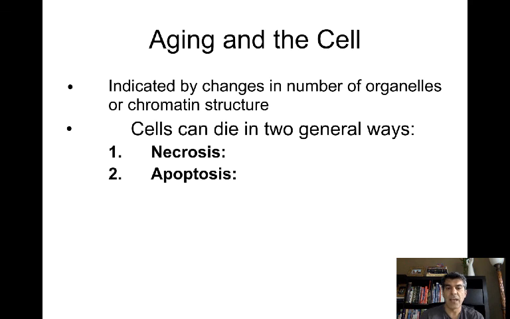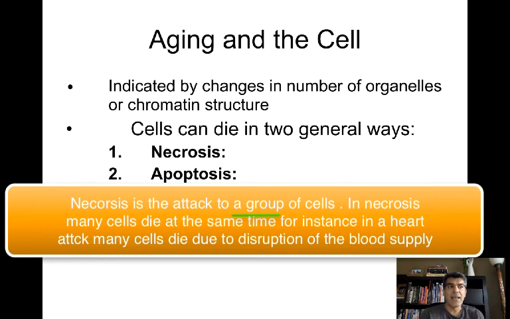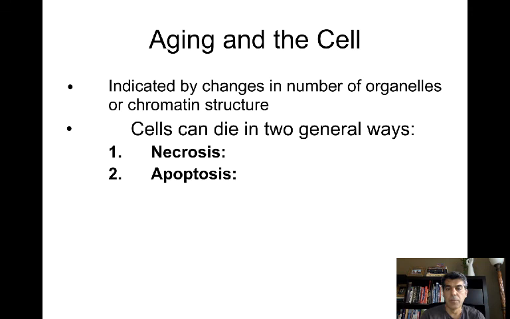Necrosis, on the other hand, simply means the cell dies because of attack from outside. The cell is doing what it's supposed to do, is doing its own business. However, there's some attack from outside. Let's say blood supply to the cell would be disrupted. As a result, a group of cells die at the same time. Necrosis is a death because of attack, can be because of destruction of the blood supply, or can be because of attack by some chemicals or other agents.